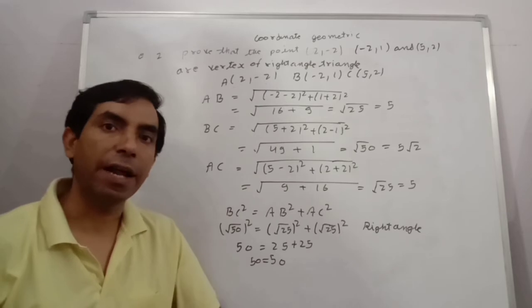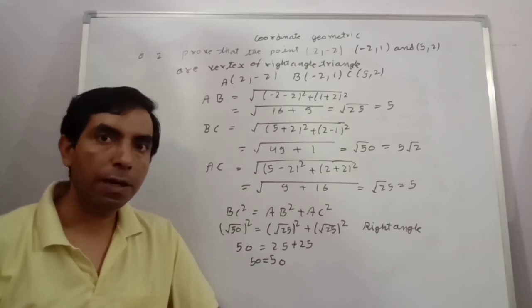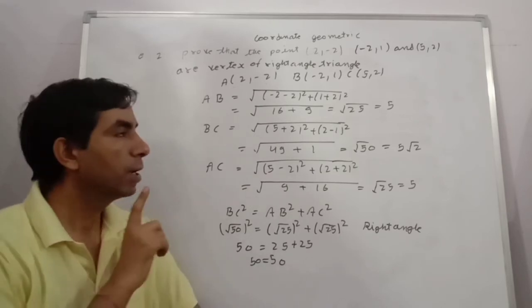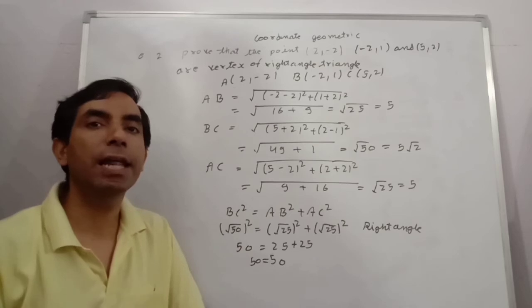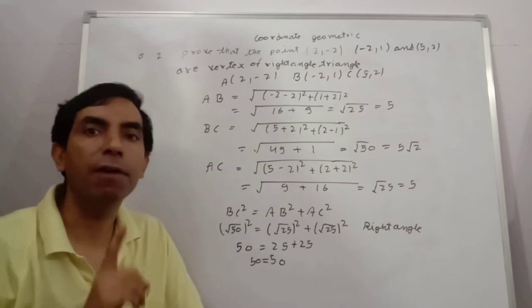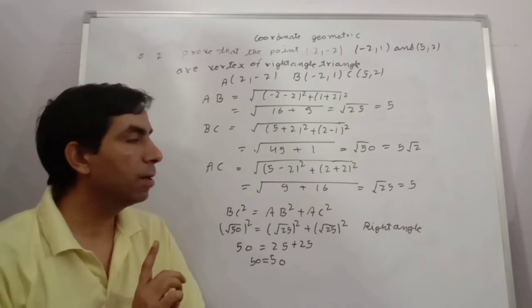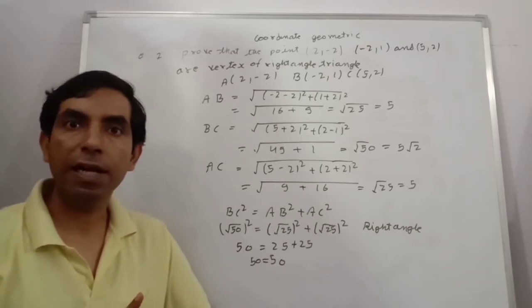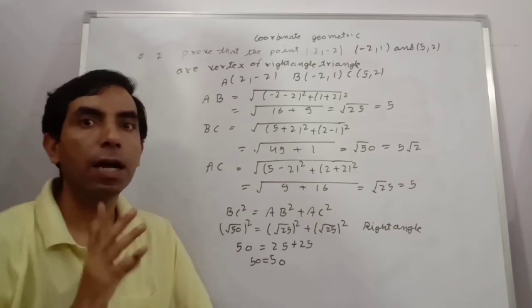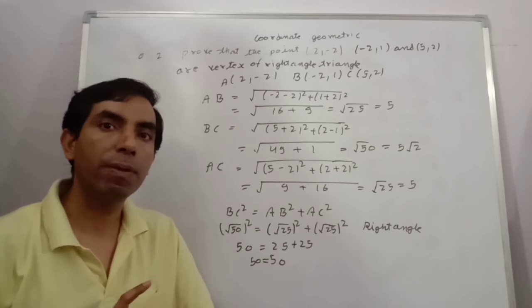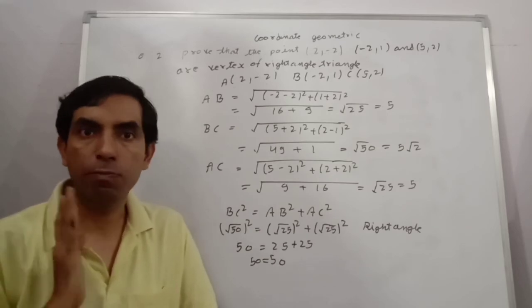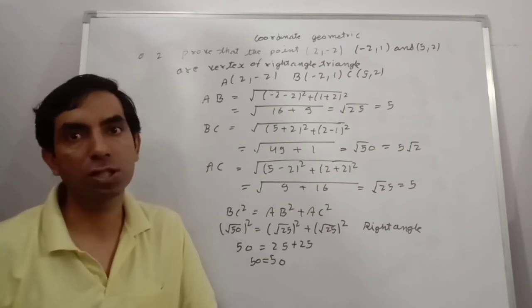So let's take another question. Always remember that with the distance formula we can calculate only 4 types of triangle and 4 types of quadrilateral. Triangles are isosceles triangle, scalene triangle, equilateral triangle and right angle triangle. And quadrilaterals are parallelogram, rhombus, rectangle and square. These 4. So let's take another question.